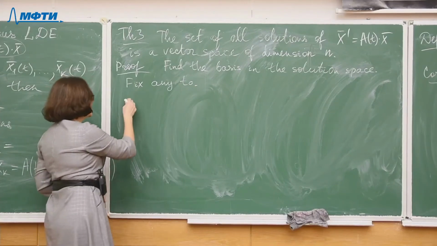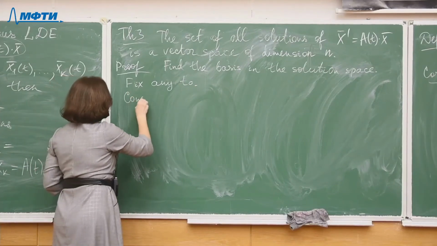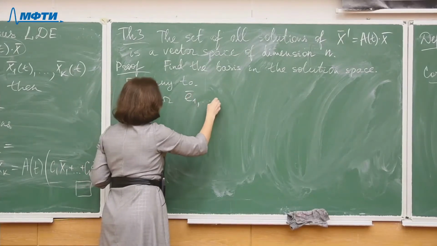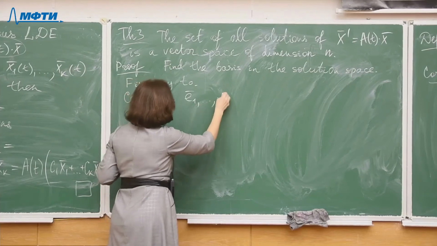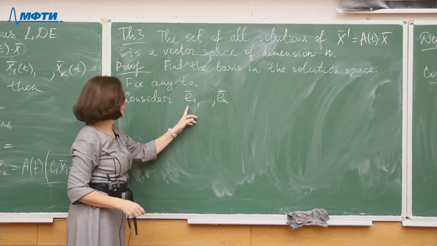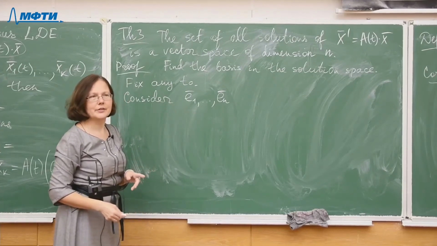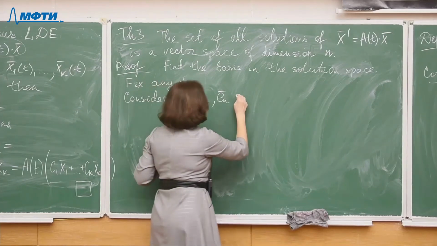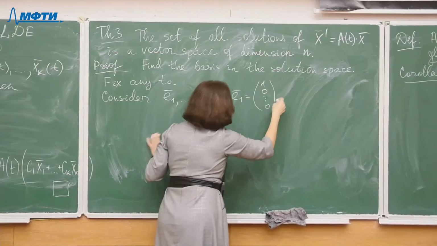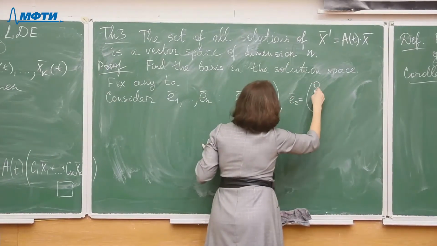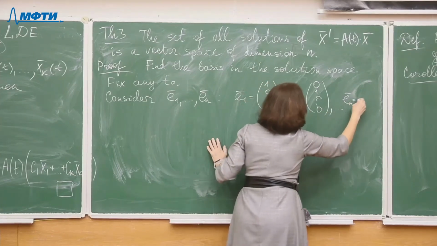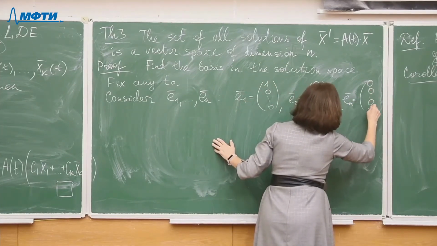Okay, consider the standard basis, consisting of vectors e1 and so on, en. Do you remember what it is? The standard basis. This means that e1 is equal to 1, 0, ..., 0, right? e2 is 0, 1, 0, and so on. en is 0, 0, 0, 1.